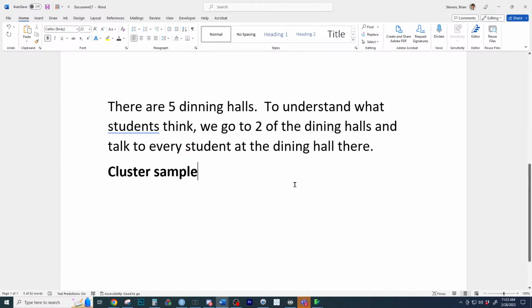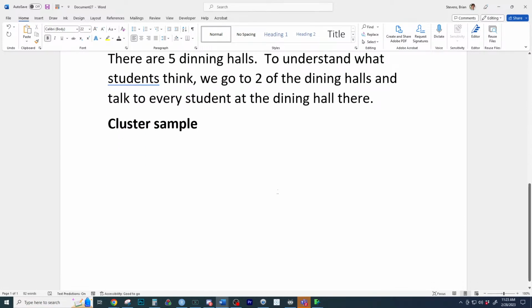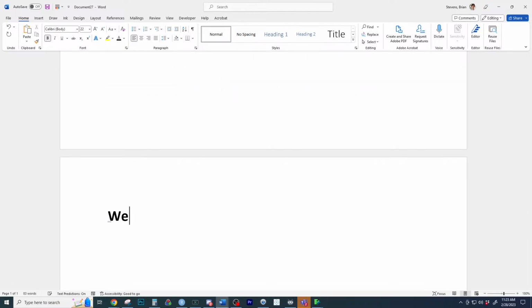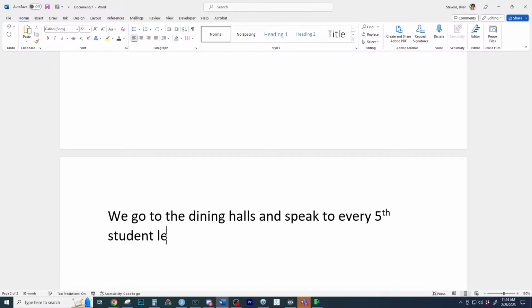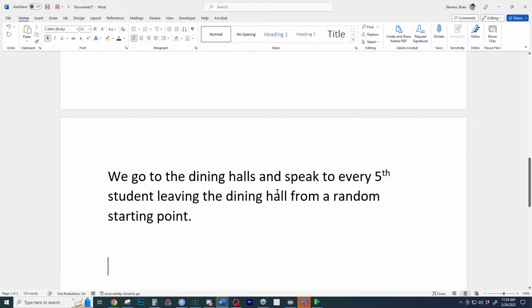So these are the different ways to do things. This is a bad way right here. I wouldn't do this sort of cluster sampling. This is a bad idea. Systematic is where we would say something like, we go to the dining halls and speak to every 5th student leaving the dining hall from a random starting point. That would be an example of systematic. And this is what you want to do, think of different ways.